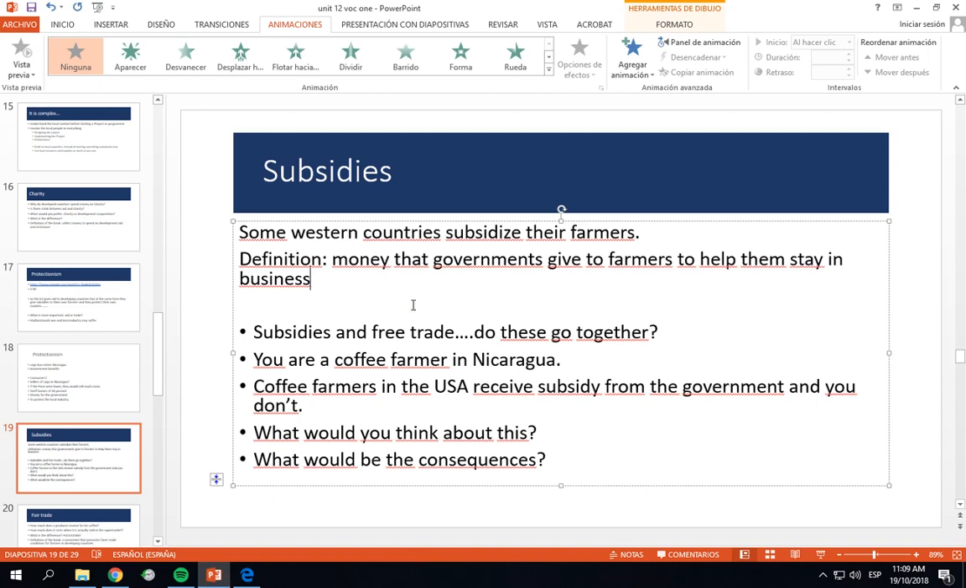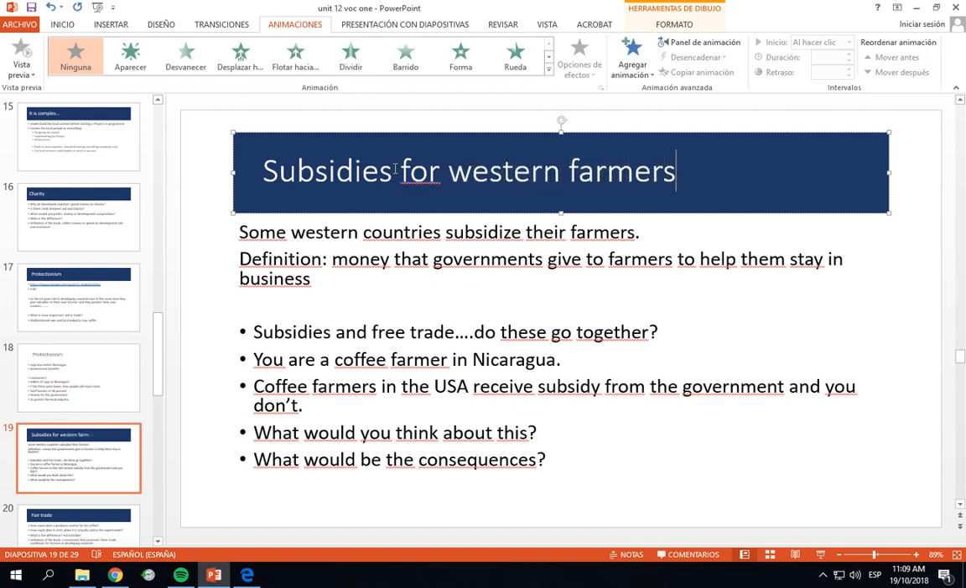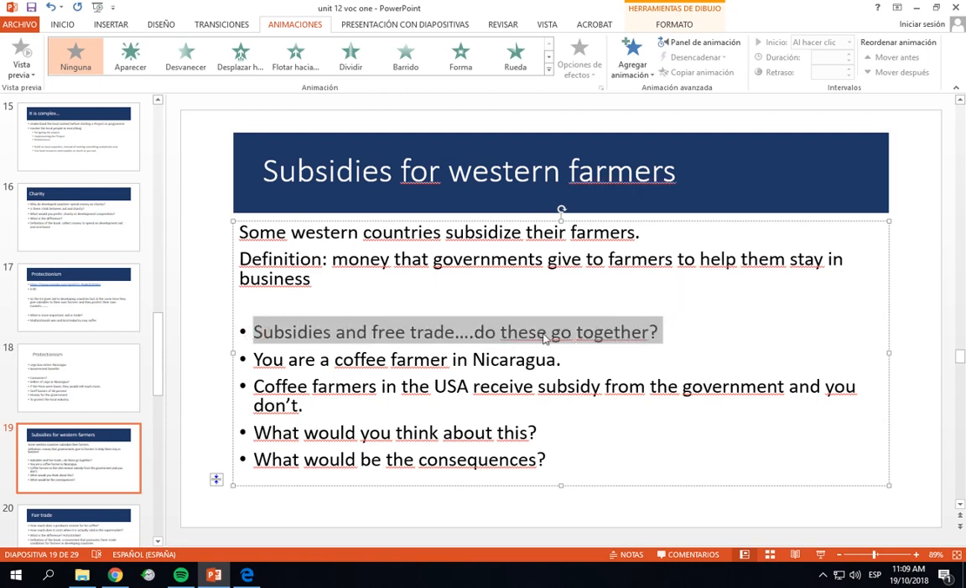So, yes, subsidies for Western farmers. So from the USA, Europe. Okay. So what do you think? Subsidies and fair trade. Do these two go together, or do you see a contradiction there?